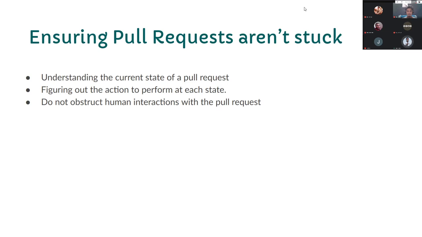Okay, so while Oppiabot does all these things, it might get frustrating if a reviewer is trying to assign the PR author and then Oppiabot gets in the way of the reviewer, right? So before Oppiabot tries to do anything, we need to understand the current state of the pull request in order to figure out what action to perform at a particular time, so as not to obstruct human interactions with the pull request. Next.